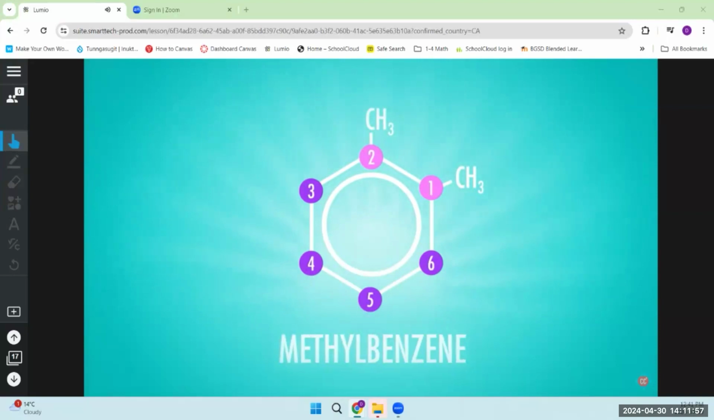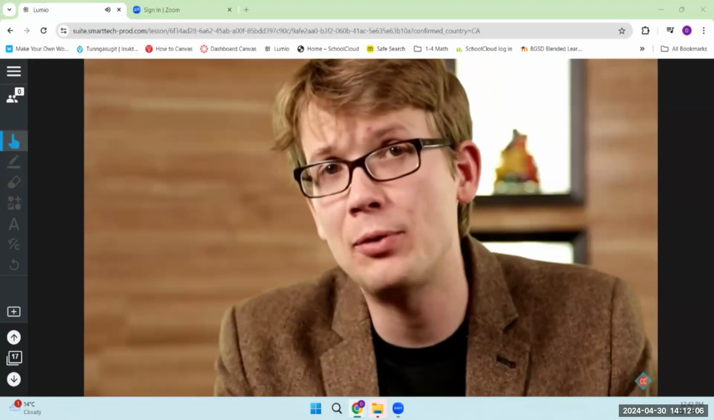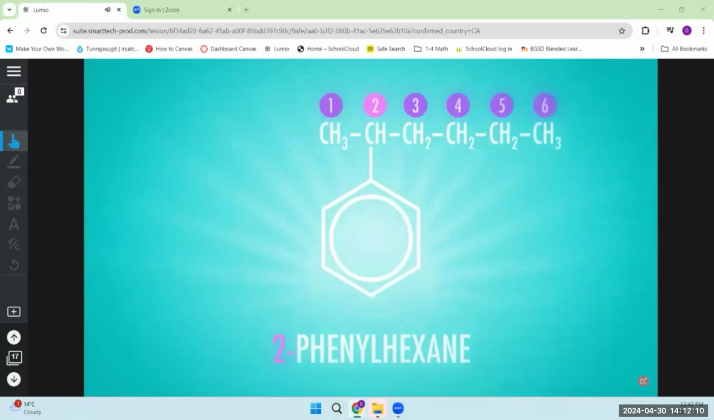That makes this molecule 1,2-dimethylbenzene. Now, if you swap the methyls out for a couple of other slightly more complicated groups, then you get acetylsalicylic acid, or aspirin. Aromatic rings can be used the other way around too, as substituents onto hydrocarbons. Check out this molecule, a hexane with a benzene ring attached to carbon number 2.